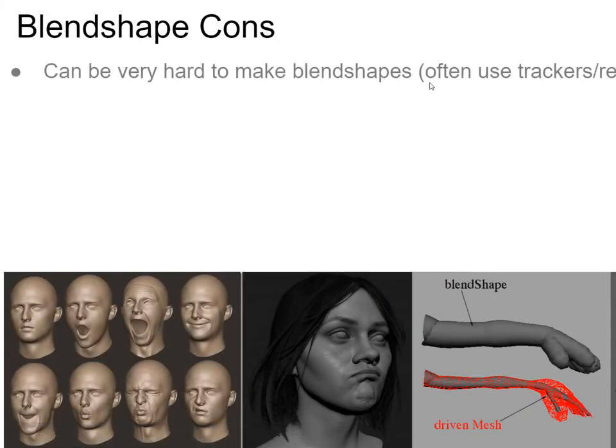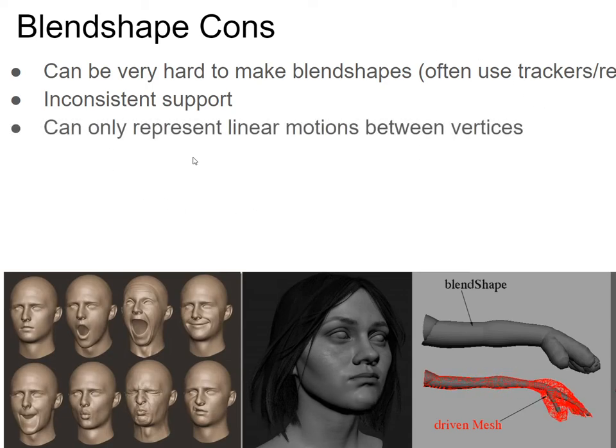Some cons: it can be really, really hard to actually make the blend shapes. We didn't get into AR yet, but normally we use trackers and reconstruction methods, which are not trivial, they're highly mathematical, and they can be hard to implement. There's also inconsistent support for blend shapes in general. Nowadays it's becoming better and better, but maybe three or so years ago, blend shapes were hardly supported outside of really high-end 3D modeling programs.